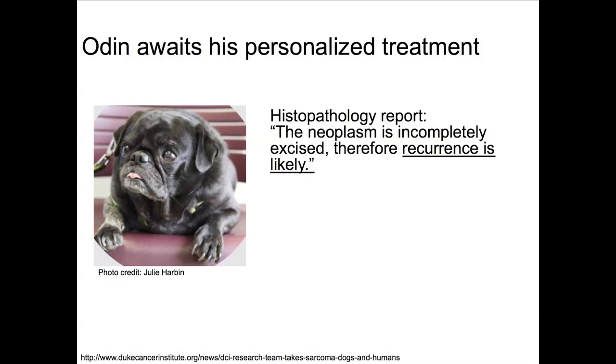So this is Odin, and Odin is a 10-year-old pug, and he was diagnosed with a soft tissue sarcoma. I was digging through the histo report, and we got his tumor to characterize it to do the same thing we're doing, and I just saw this quote, and it struck me. Because this could be your child, it could be your family member, it could be your pet, it could be any of those things. And it said, the neoplasm is incompletely excised and therefore recurrence is likely. So what do you do for a patient, and this is truly a patient, who has no other options? Because after surgery, there's only intensive chemo, and if that fails, there are no other options.